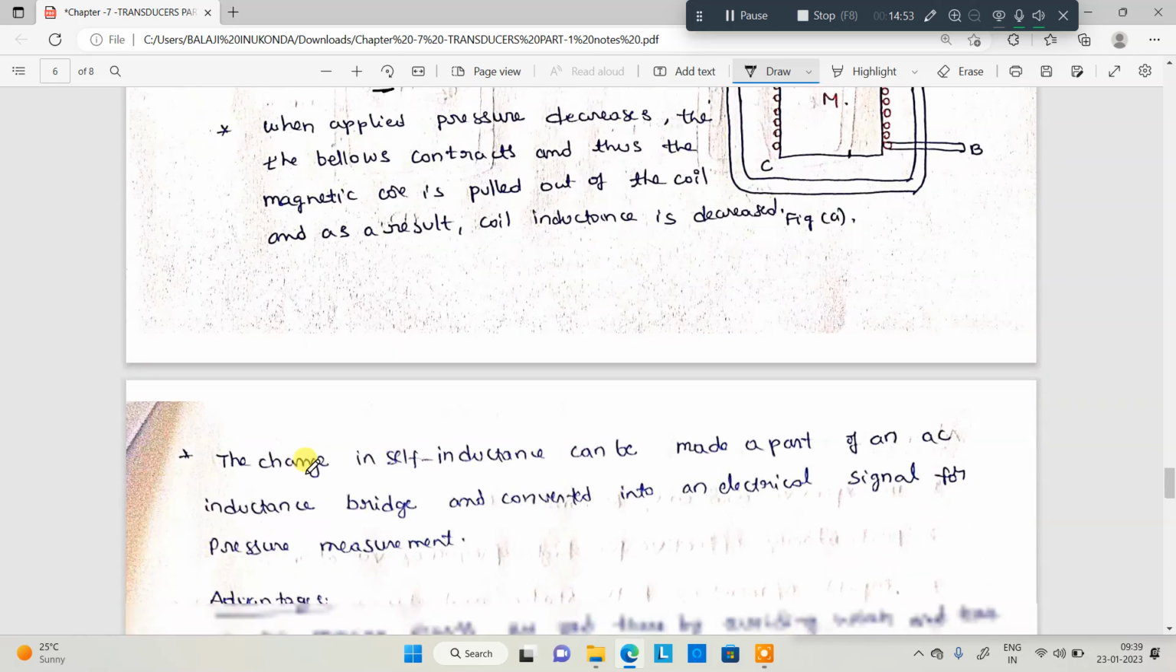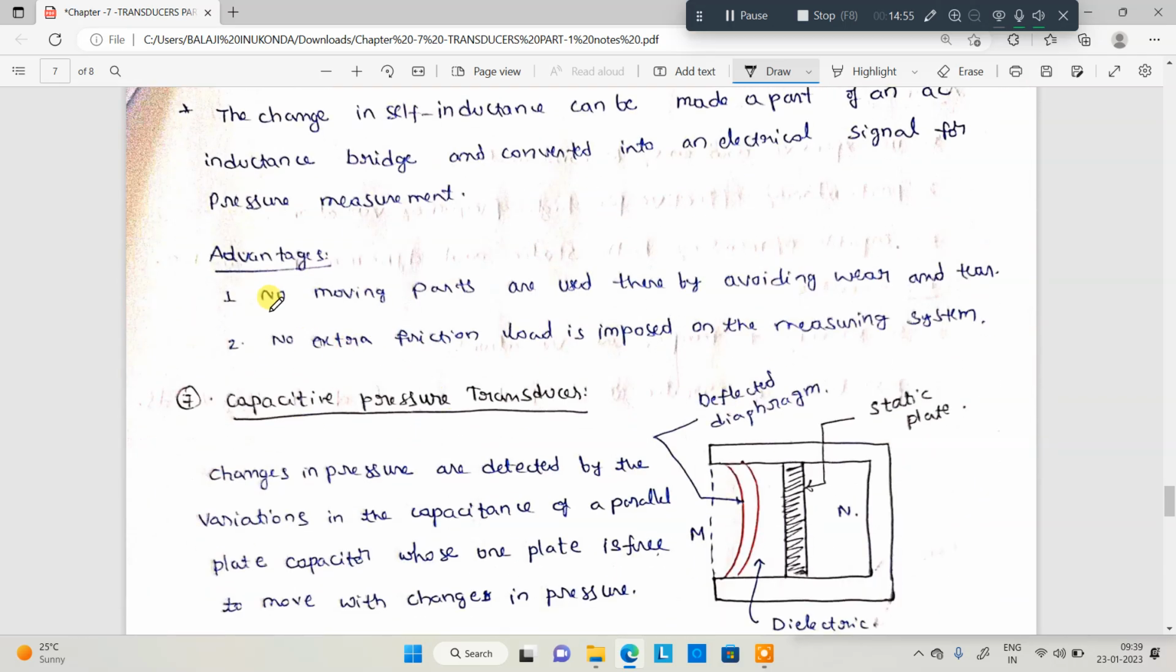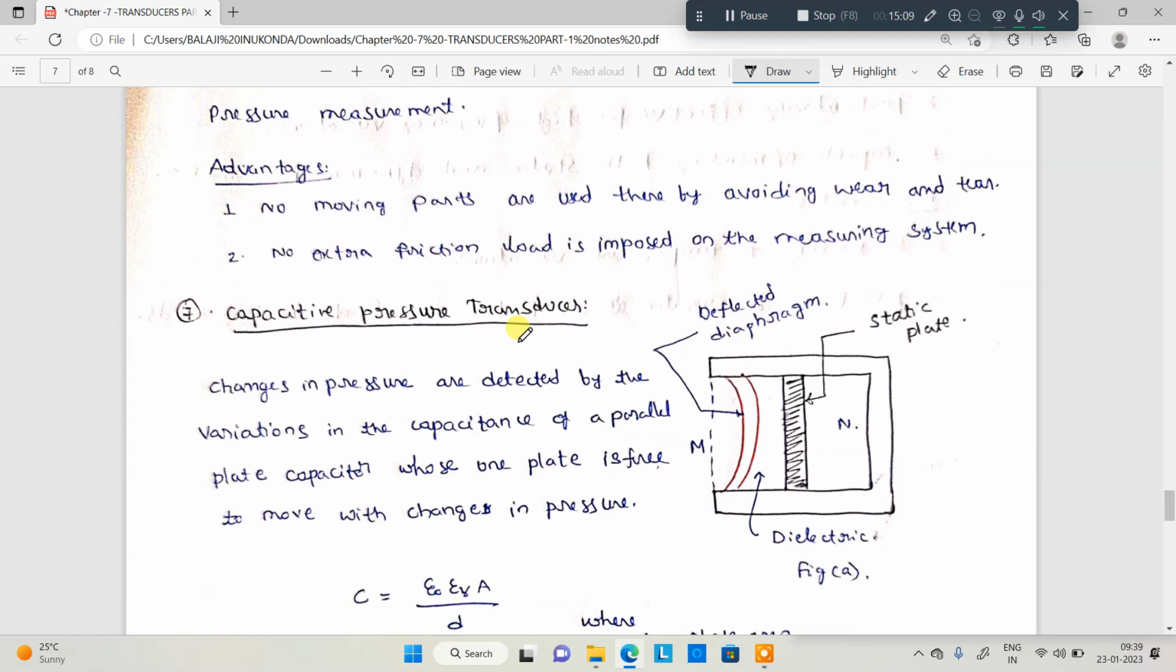Okay, that is about inductance measurement. So the advantage here is no moving parts are used, avoiding wear and tear. So no extra friction load is imposed on the measuring system. That's the advantage here.